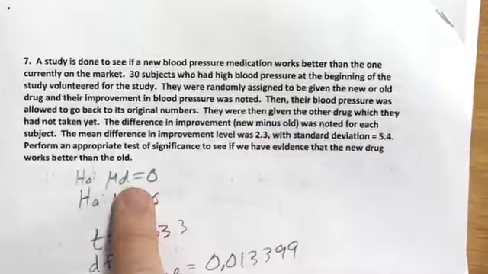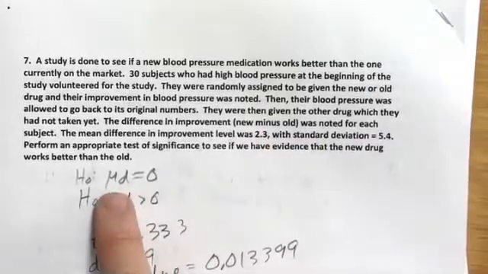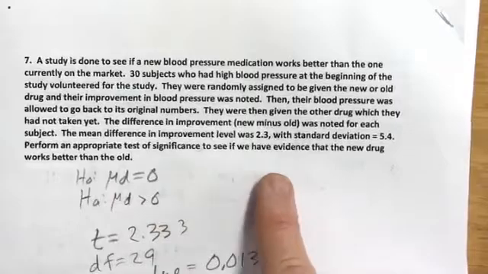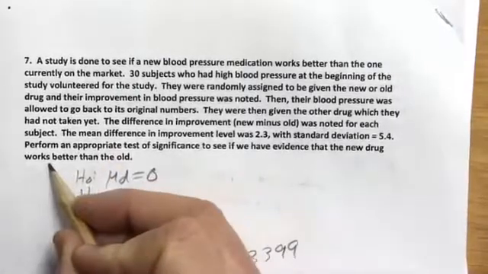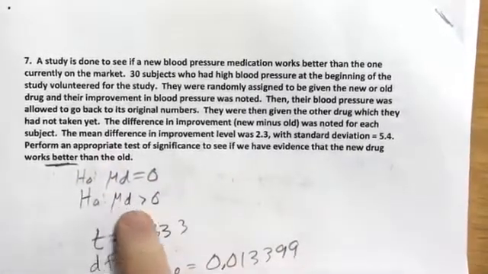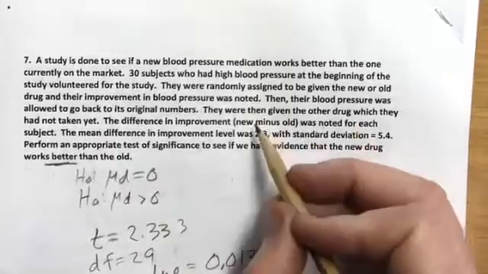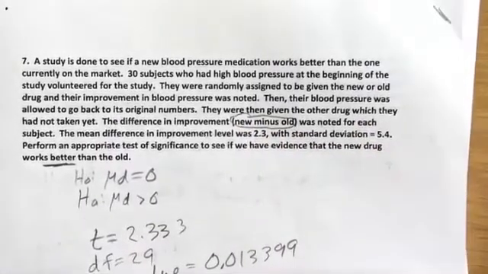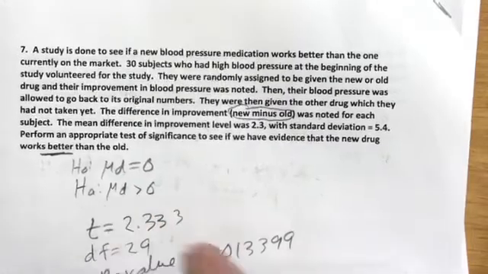And so that's what we'll do. Our null hypothesis is that there's no difference, that the mean of these differences is 0. The alternative is greater than, because it says, is there evidence that the new drug works better? In other words, there's more improvement with the new drug. And it clearly said new minus old, so if there's more improvement with the new, then the mean should be greater than 0.